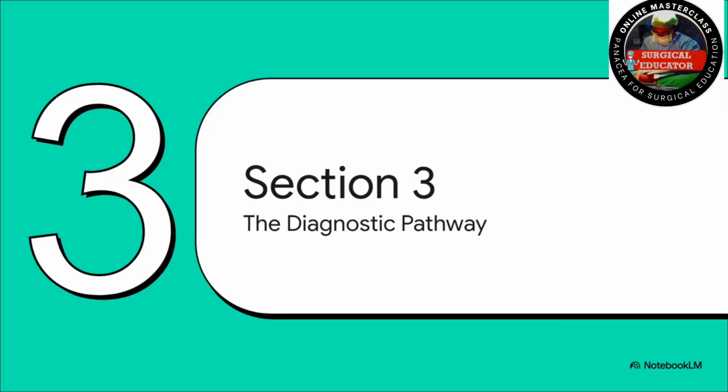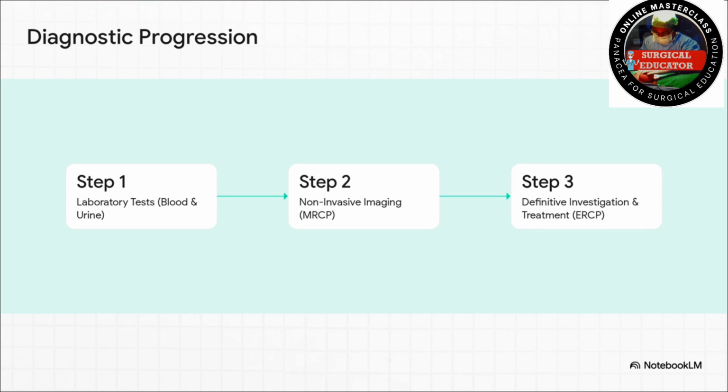All right, our clinical suspicion is sky high at this point. Now it's time to prove it. What's our diagnostic game plan to confirm exactly what's going on inside this patient? Well, the approach is always systematic. You always move from the least invasive to the most invasive. We'll start with some simple blood and urine tests. Then we'll get a picture of what's going on with non-invasive imaging, and only then do we move on to a procedure that can both diagnose and treat the problem.